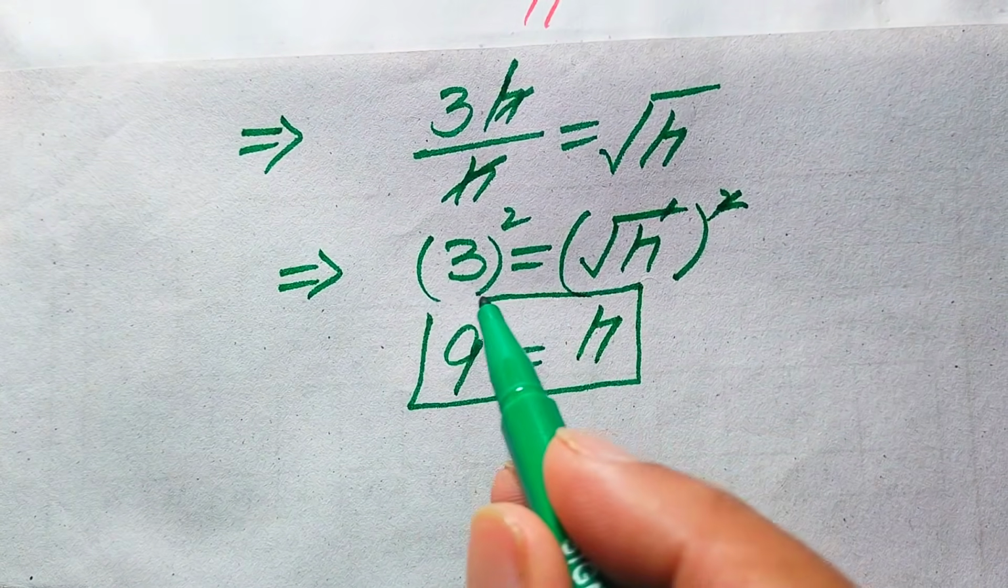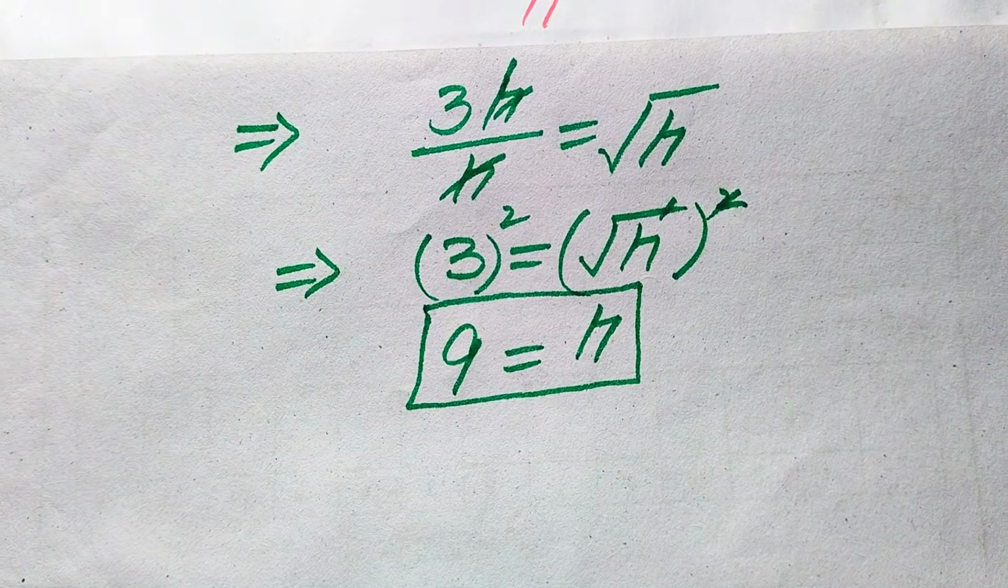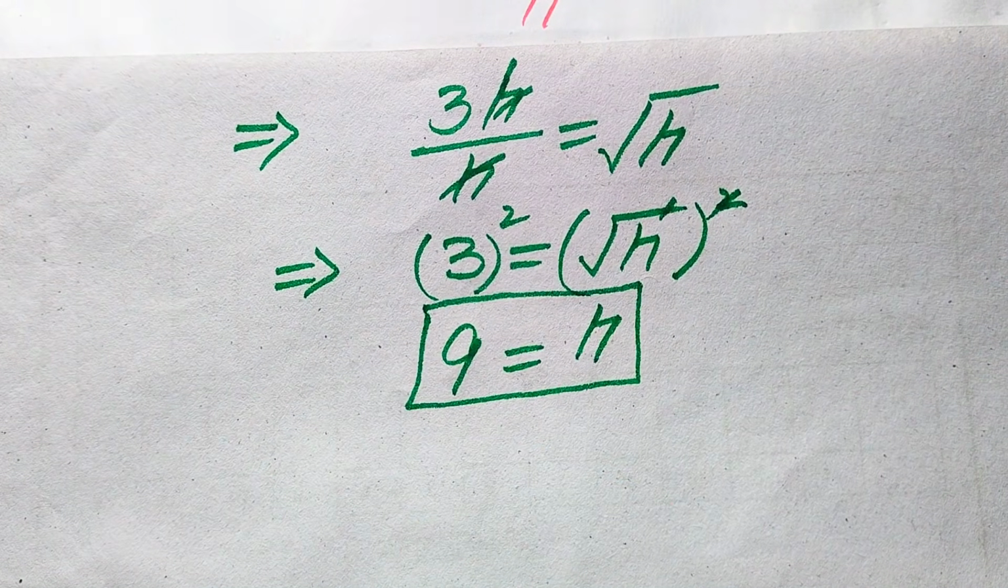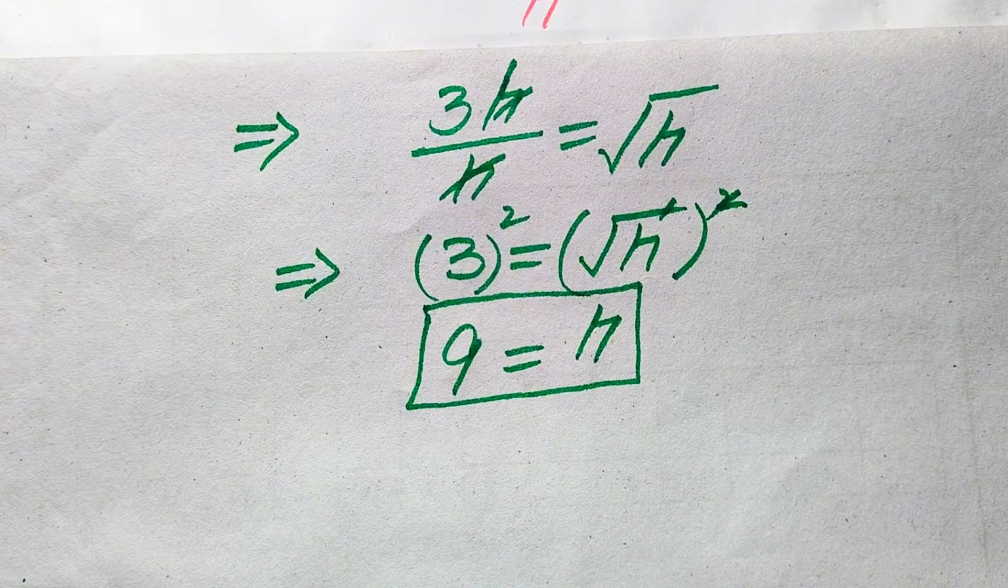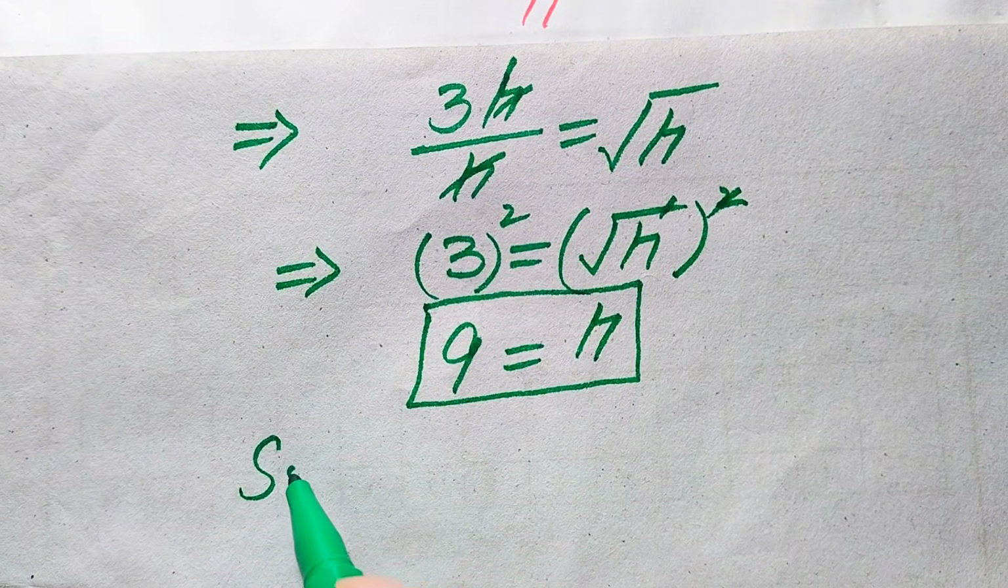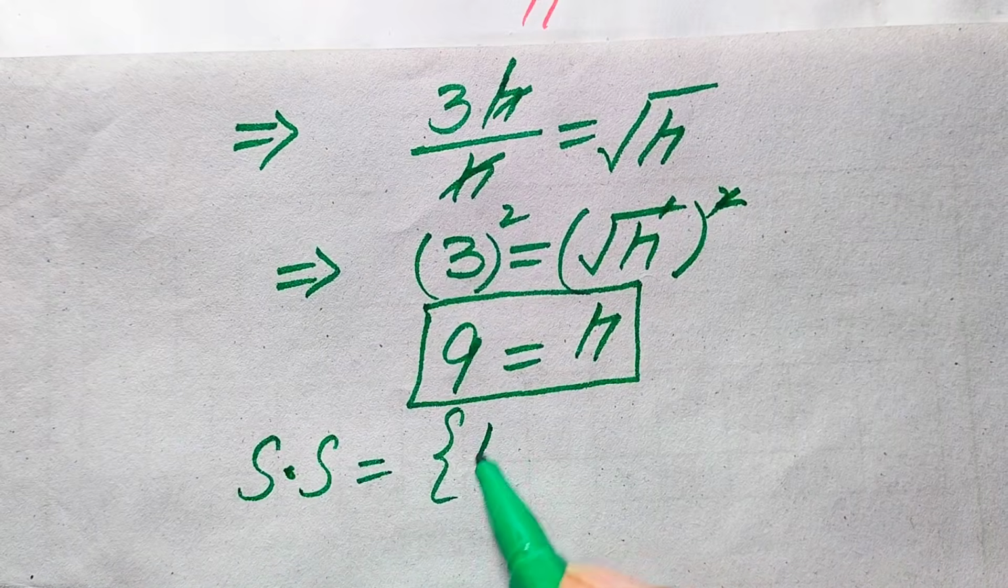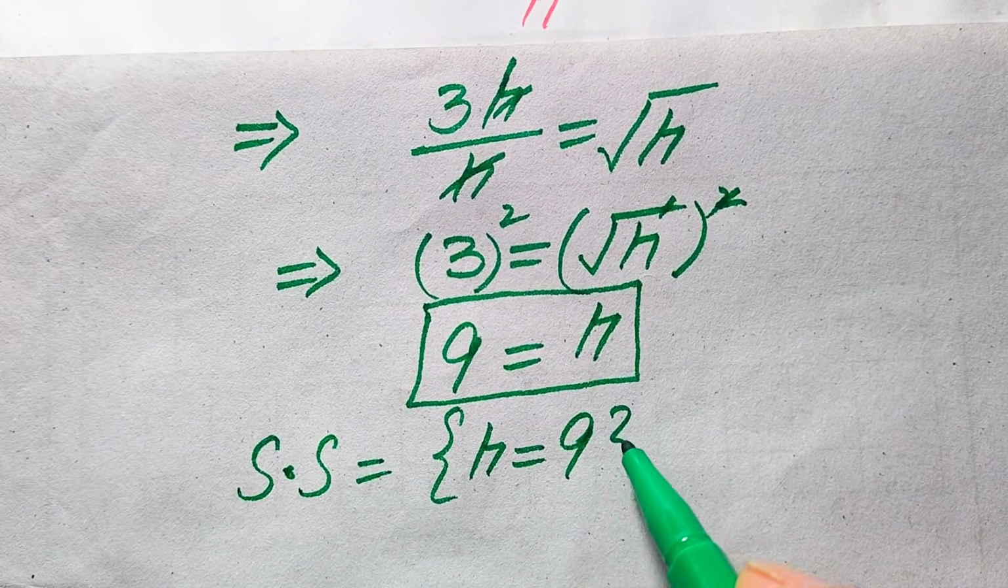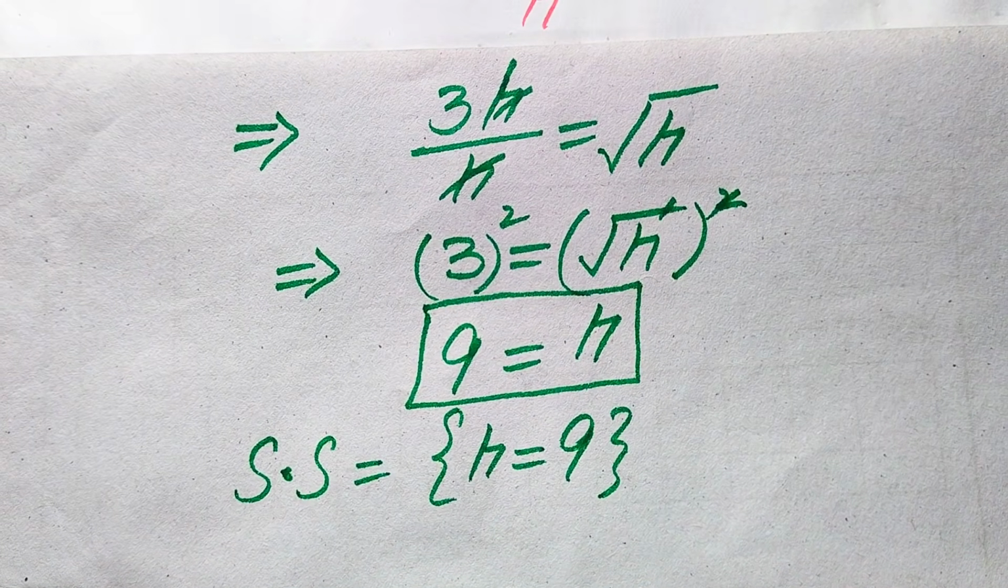So in the second method we get only one root of the given equation, that is h equals 9. But in the first method we already verified that this value of h satisfies our given question statement. So this concludes that the solution set of this problem is h equals 9. This is the only solution of this question.